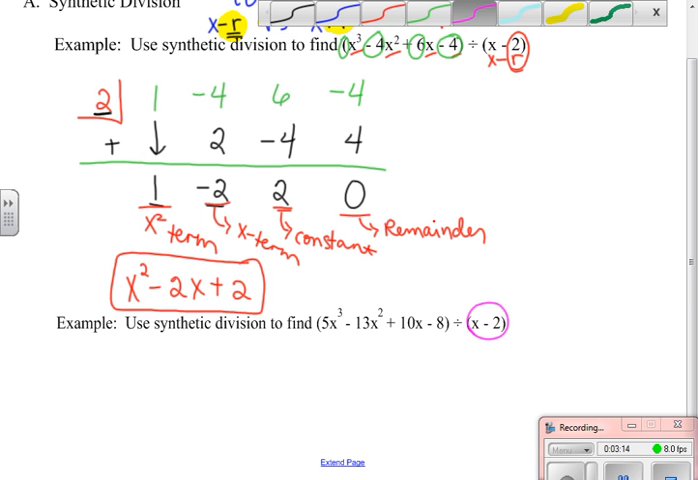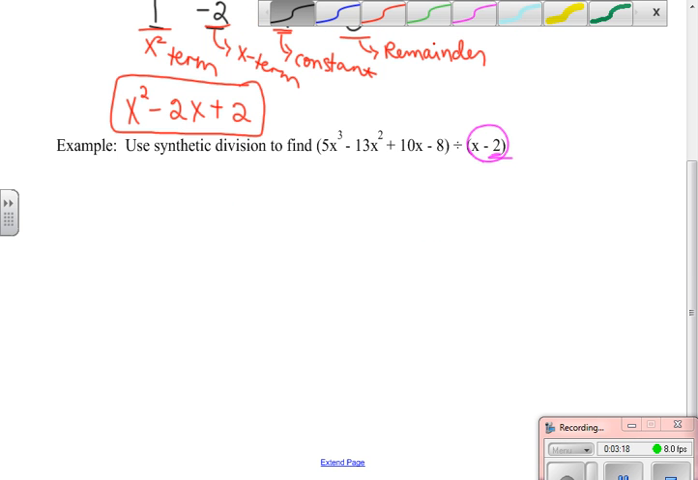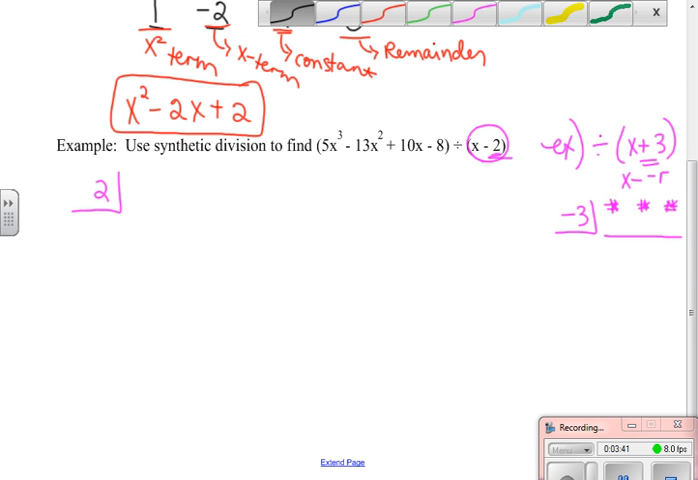So here's my divisor. So again, it's x minus r, so I'm going to pull out that 2. If, for example, I was going to divide by x plus 3, notice this is positive, so I'd really need to think x minus r, so I would put negative 3 in the box, and then my other numbers here. I always kind of want to do the opposite when you're pulling out that number.